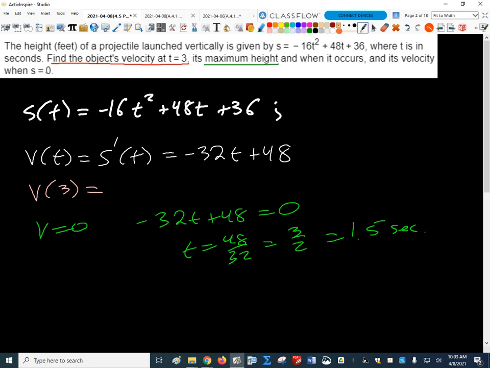Right, so we're going to set the original function, the height function. We want to ask the math gods or the physics gods, I don't know which one's which. We're going to ask them when the height is 0 by just setting height equal to 0 and solving.